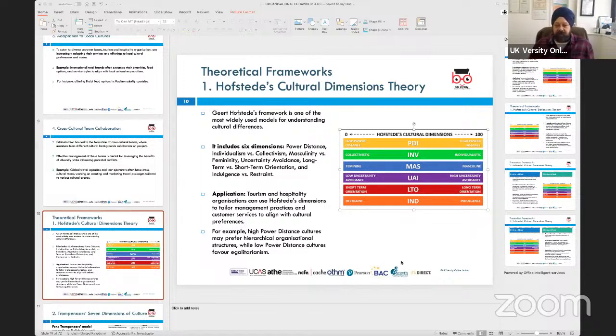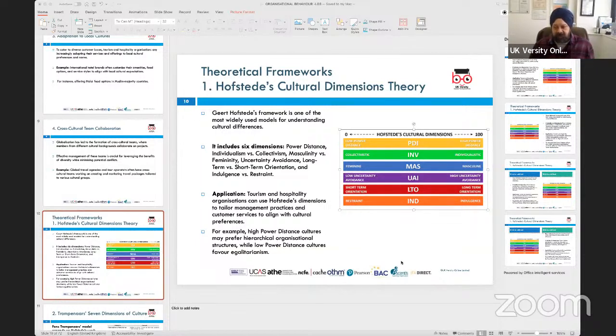The third one that he looked at was masculinity versus femininity. That means whether the society values competition, success, and the quality of life, and whether they favor males or favor females.